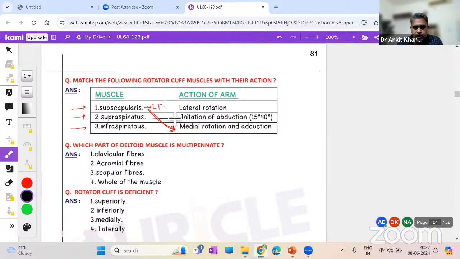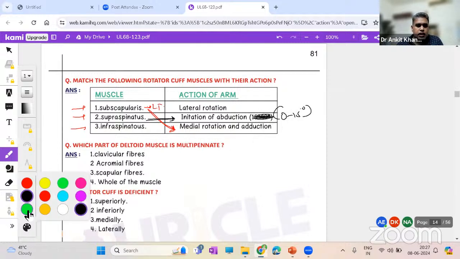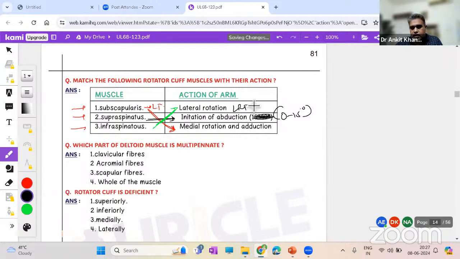Let me change the color. But this degree over here, it is 0 to 15 degrees. And last but not least, the infraspinatus obviously does the lateral rotation. I told you a mnemonic also, you can add over here, which is LRTI. I is your infraspinatus, LR is lateral rotation.